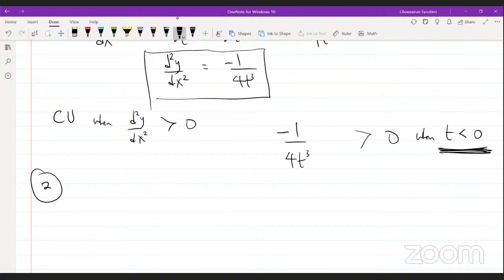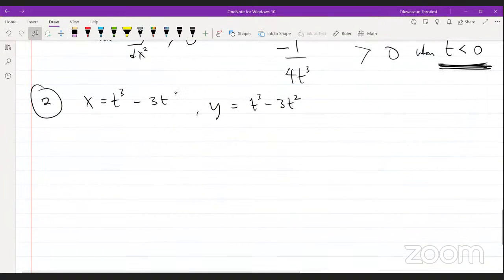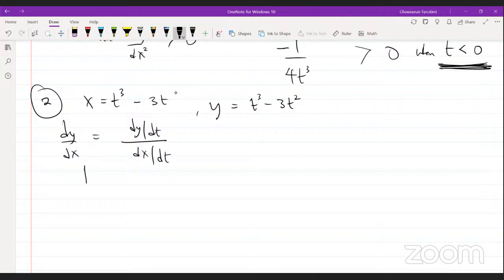So let's go to the second question. The second one had x equals t cubed minus 3t and y equals t cubed minus 3t squared. All right. So apparently we need our dy/dx, and that's exactly dy/dt divided by dx/dt. What is dy/dt? Let's see. Differentiate this with respect to t, you have 3t squared minus 6t. What is dx/dt? Differentiate this with respect to t, I have 3t squared minus 3.